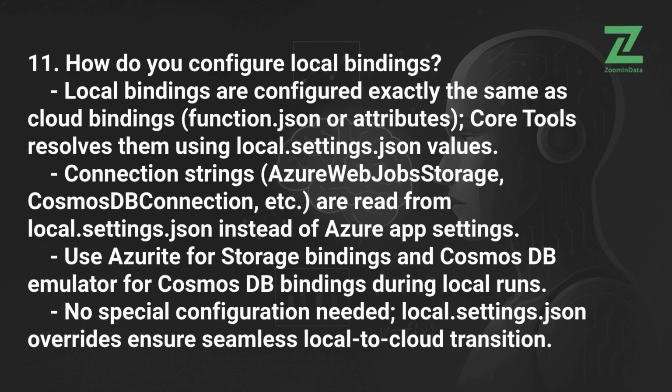are read from local.settings.json instead of Azure app settings. Use Azurite for storage bindings and Cosmos DB emulator for Cosmos DB bindings during local runs. No special configuration needed. local.settings.json overrides ensure seamless local to cloud transition.